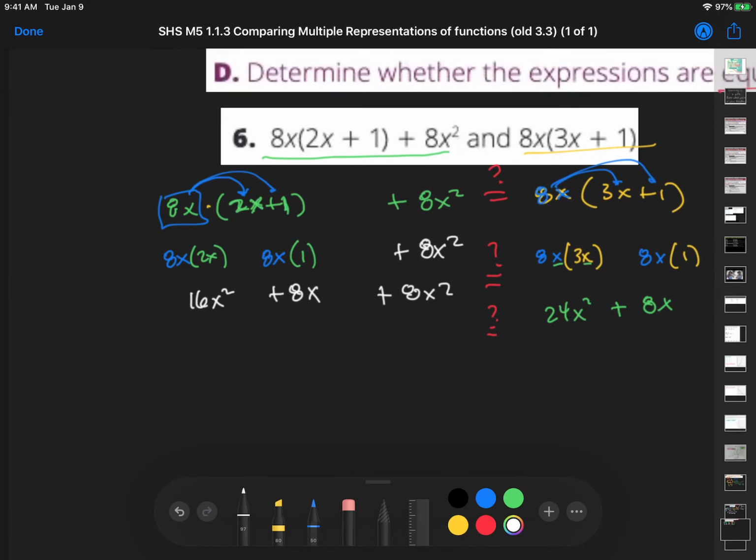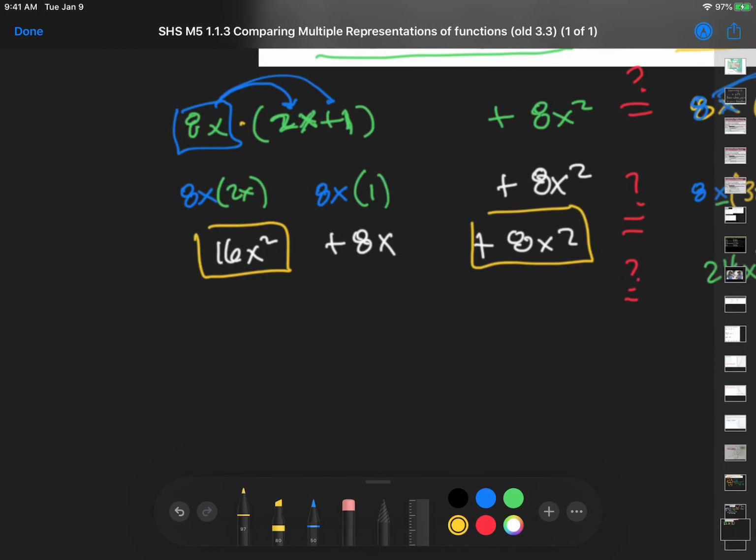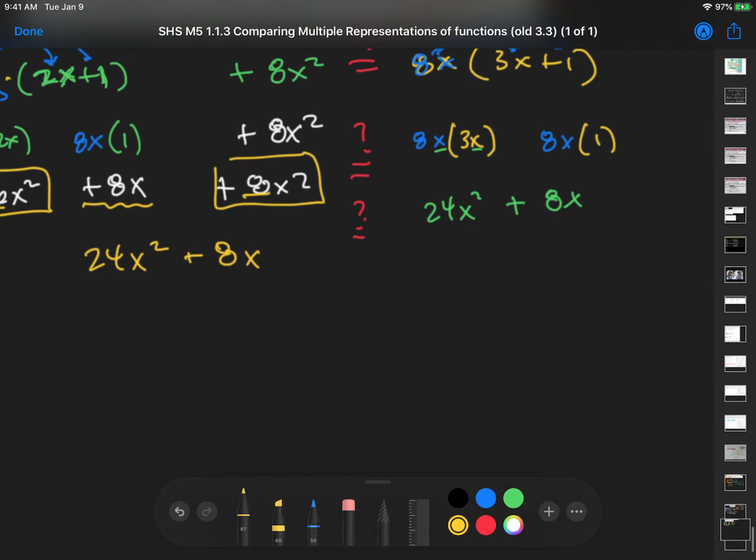Well, I got to do something here. I have like terms here. Do you see how they both have an x squared? So now I'm just going to focus on the number in front. 16 plus 8 gives me 24x squared. And this one has no other terms that have just an x. All right, let's take a look. 24x squared, positive 8x, positive 8x. Yes! The expressions are the same.